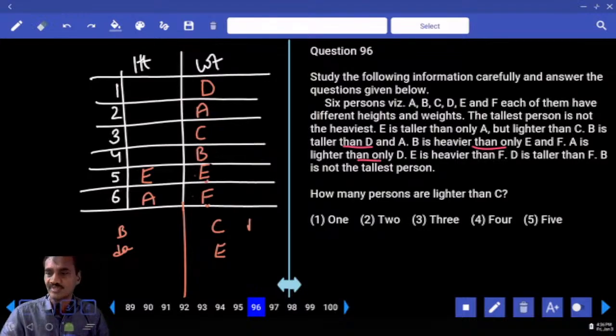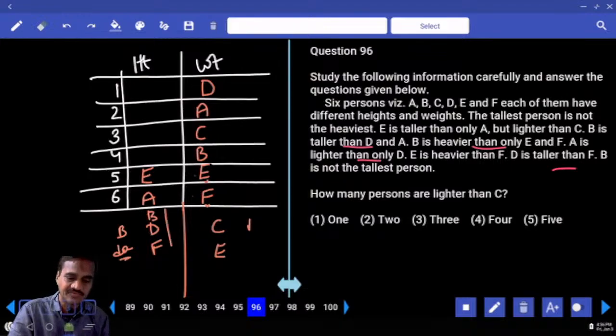Does it fit or not? And D is taller than F. Now D is taller than whom? F. B is not the tallest person, and B is taller than both D and A. So B, D, F should be like this. Who is left over? BDFEA. Then C will be here. C is here, so B comes next, then D and F. Now D is here, F is here.